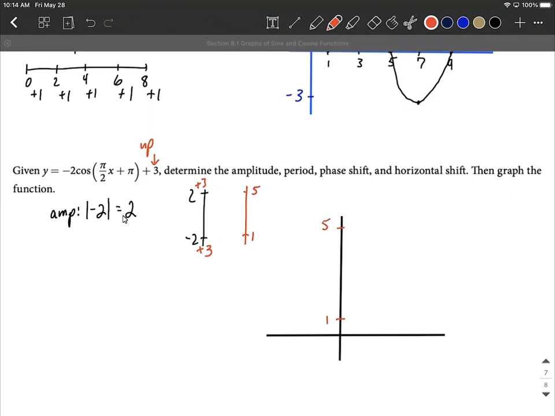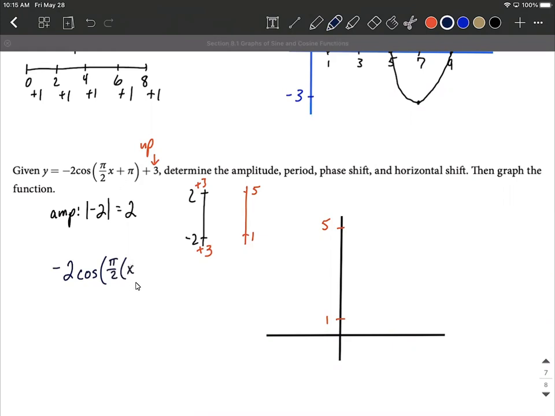Okay, so we have a vertical shift up for 3. The other things I want to take a look at are what's going on the inside here. On the inside there, I'm going to do just a little bit of factoring first. So we can say -2 times the cosine of pi over 2. I'm going to factor that out. And what that's going to allow me to do is see my phase shift a little bit better.